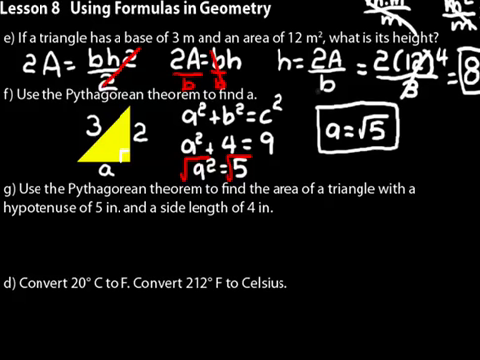Moving on to problem G, use the Pythagorean theorem to find the area of a triangle with a hypotenuse of 5 inches and a side length of 4 inches. Okay, well, we can't see this triangle, but we don't really need to. We need to know what the Pythagorean theorem is, and let's write it down again. And it helps to write these things down.